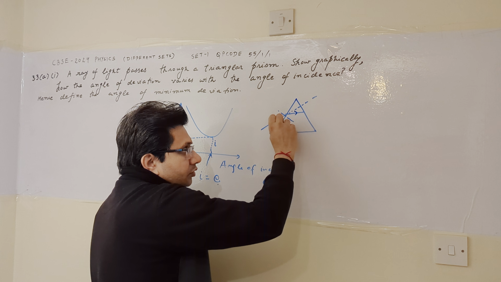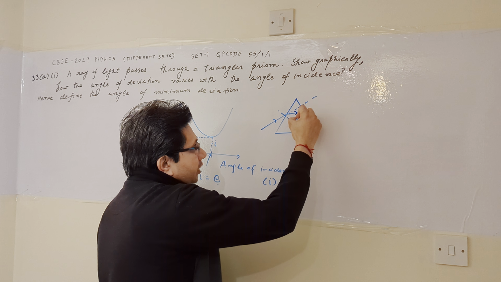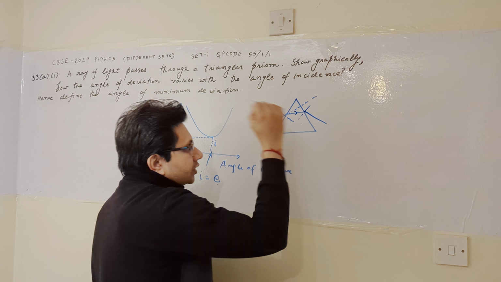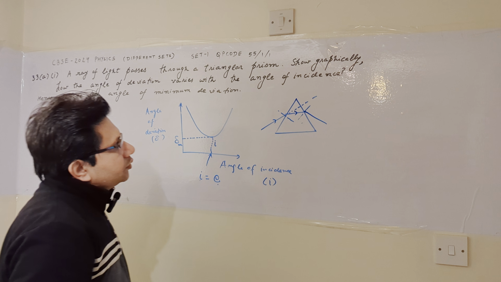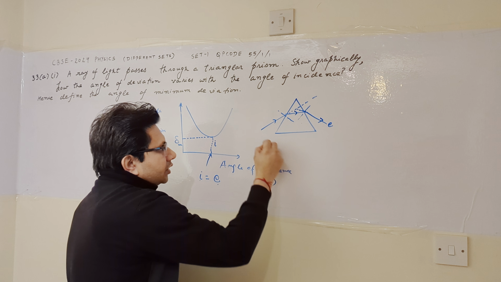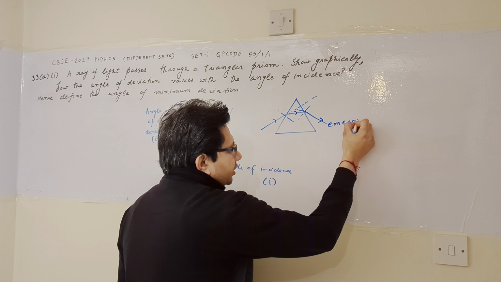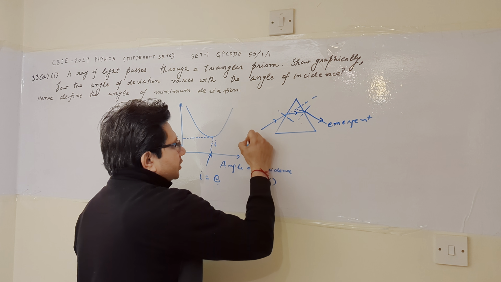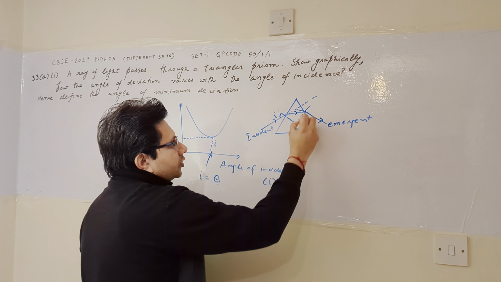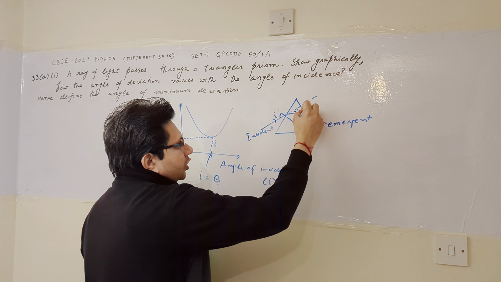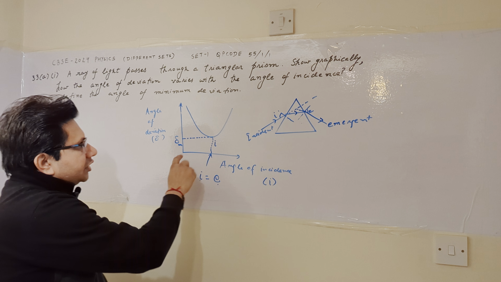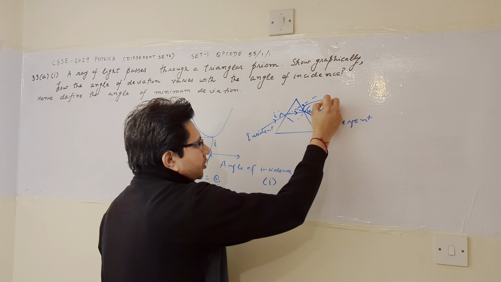So after passing like this inside the prism, it encounters another interface, and then it again bends like this. So we can say that the angle between the emergent ray and the incident ray, this is the angle of incidence, and this is the final angle of emergence. So when angle of incidence and angle of emergence are equal, then we get the angle of minimum deviation. This is the angle of minimum deviation.